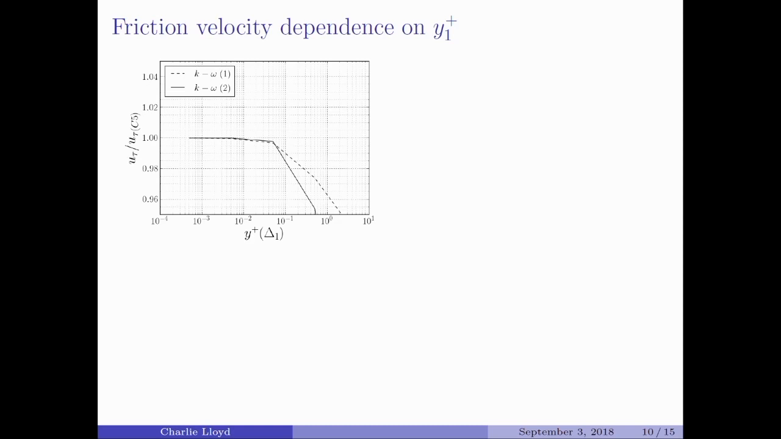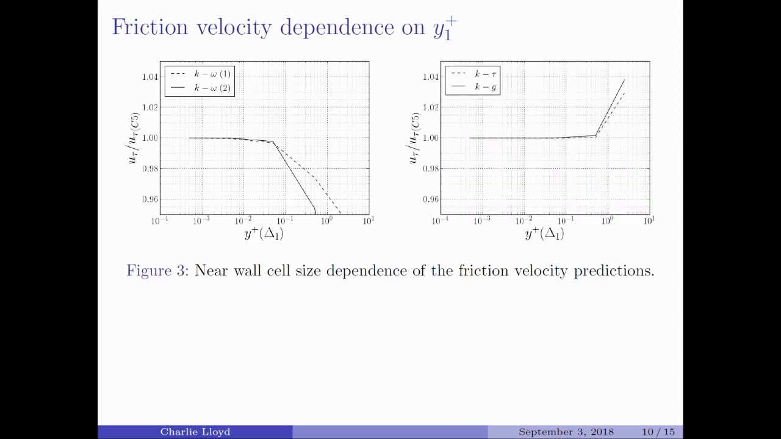You can actually see that this error is made worse when you include rough wall boundary conditions, which is what this k-omega 2 solution is. In contrast, the k-tau and kg models show almost no dependence on y plus, as long as you're below a y plus of 1. At this point, that's a y plus of 0.5 here.